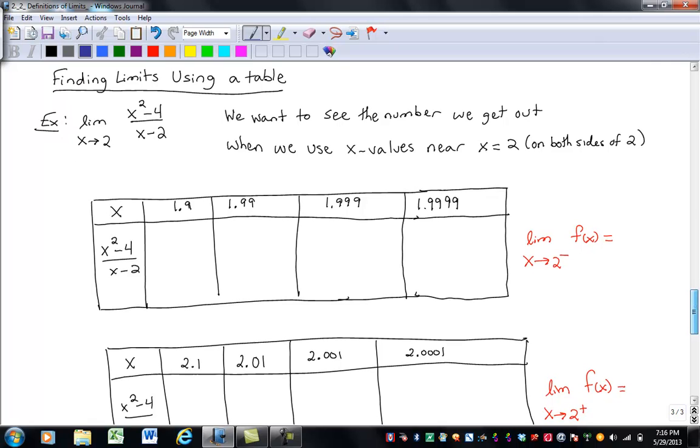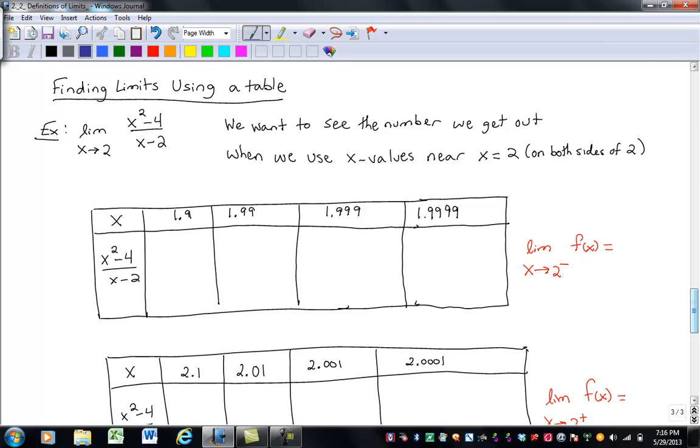Now the other way you can find limits is by using a table. And so if I want to find the limit, so that's what this is asking here. Find the limit as x approaches 2 of x squared minus 4 over x minus 2. And what that means is we want to see the number we get out when we use x values near 2. And you want to look at both sides. And then we can look at these numbers and see what they approach, or what this limit works out to be.